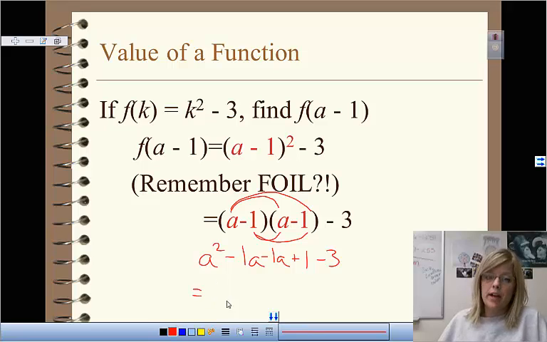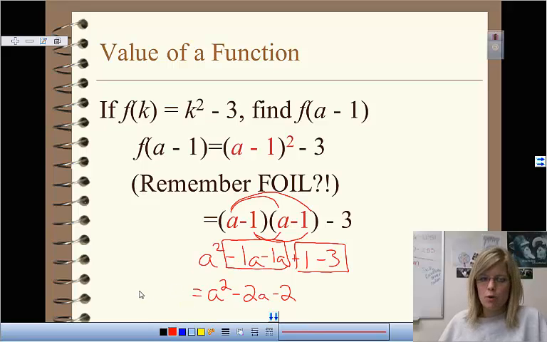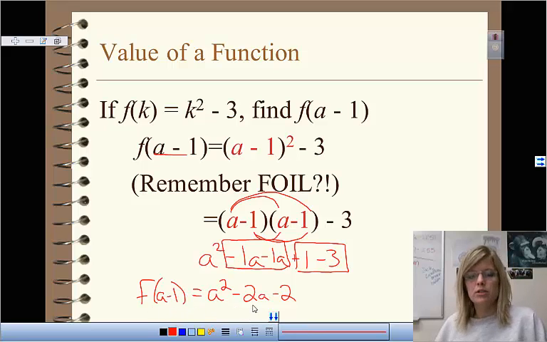Can you guys simplify? You betcha. As a squared, these two will combine, so negative 1a minus 1a is negative 2a, and these two back here will also combine, minus 2. Now can I go any further? Nope. So my final answer is, you always have to make sure you have your function, your f of whatever you replaced it with. In this case it was a minus 1. Your f of a minus 1 equals a squared minus 2a minus 2.